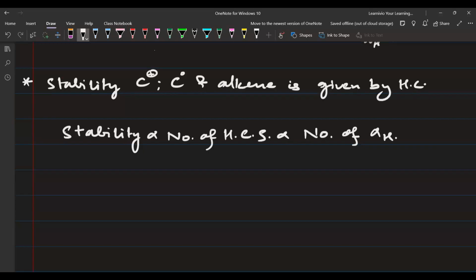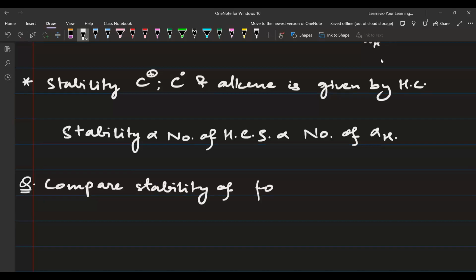ठीक है. So basically I will ask for the compare the stability. The question is compare stability of following.